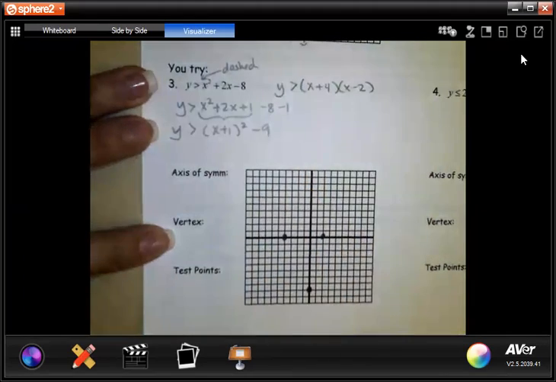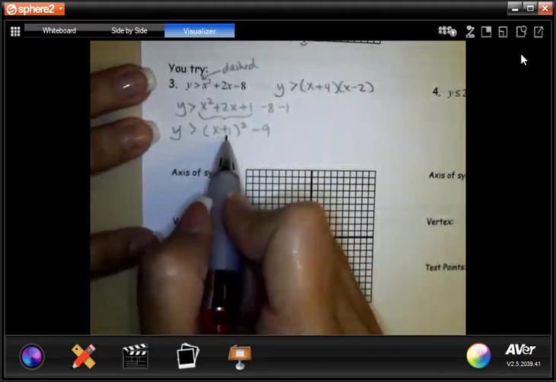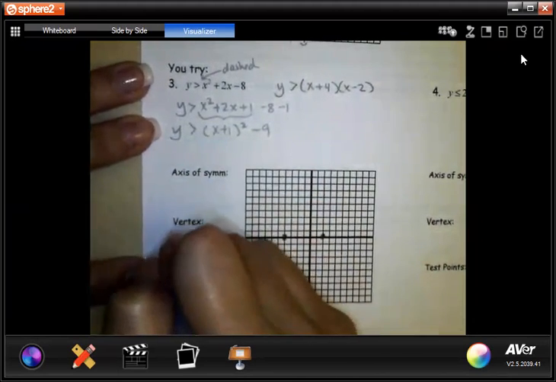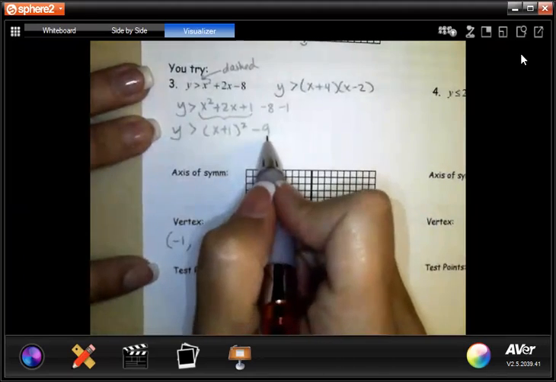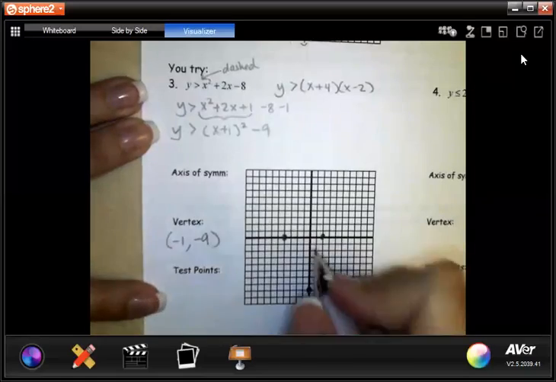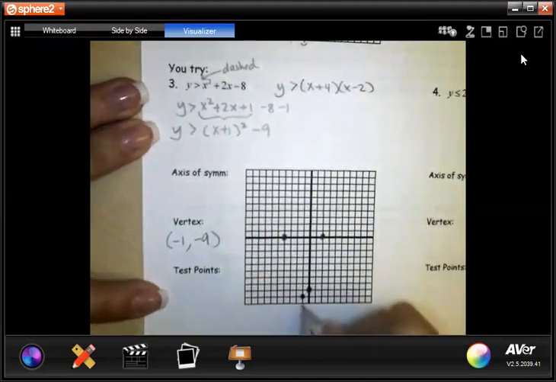And so now it's in the vertex form. And my vertex here would be -1. Remember, that's supposed to be x minus h. So -1 is the x value of the vertex, and -9, which is this one right here, is the y value of the vertex. So (-1, -9) is my vertex.